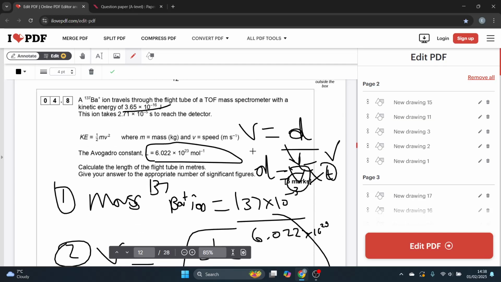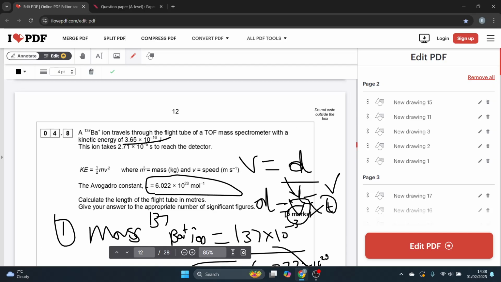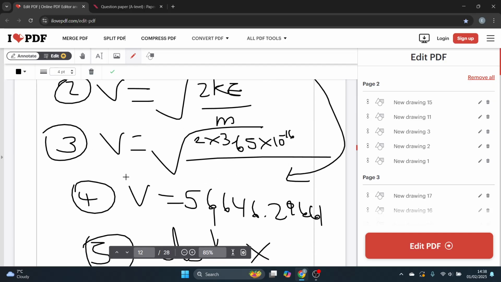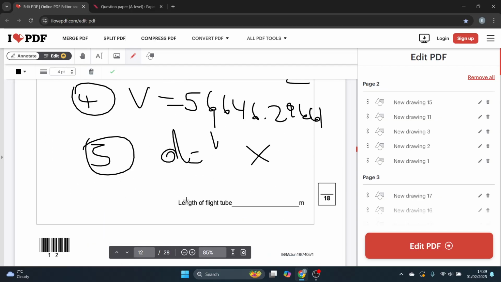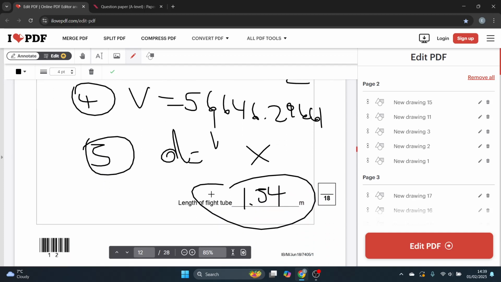But I want the distance, so the distance is going to be the length of the flight tube. It's going to be the velocity times the time, which is 2.71 times 10 to the power minus 5. And I get 1.53, or 1.54 to 2 decimal places or 3 significant figures. So yeah, find out the mass, rearrange it to find out velocity, then distance is velocity times time.